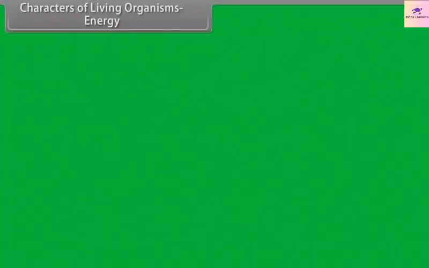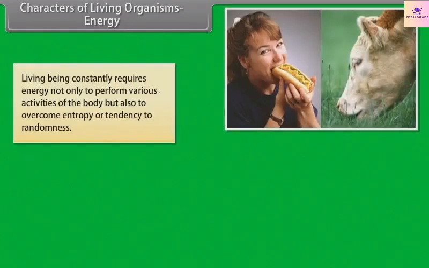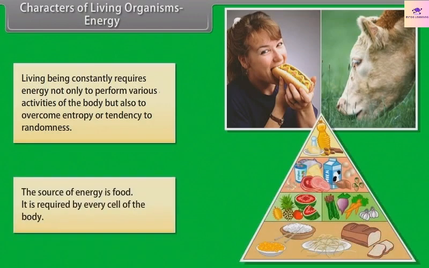Characters of living organisms. Energy. Living beings constantly require energy, not only to perform various activities of the body, but also to overcome entropy or tendency of randomness. The source of energy is food. It is required by every cell of the body.